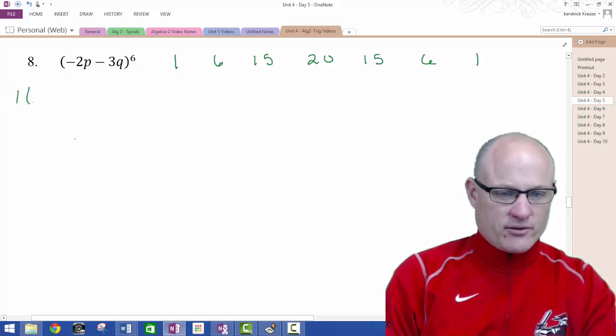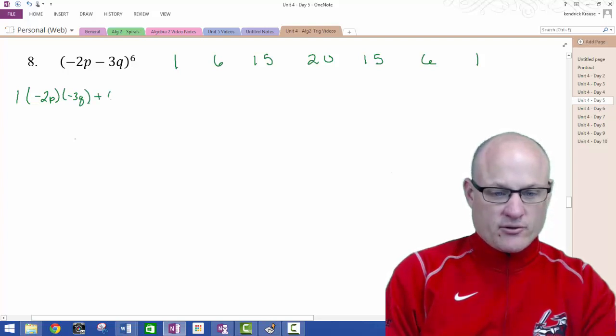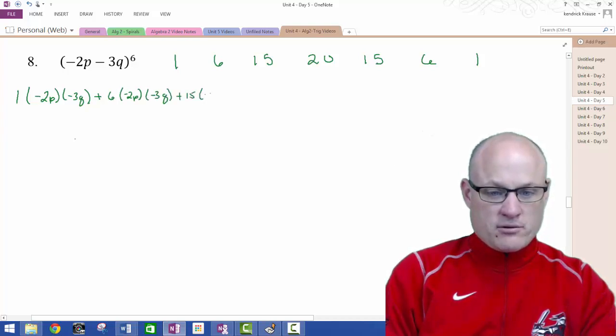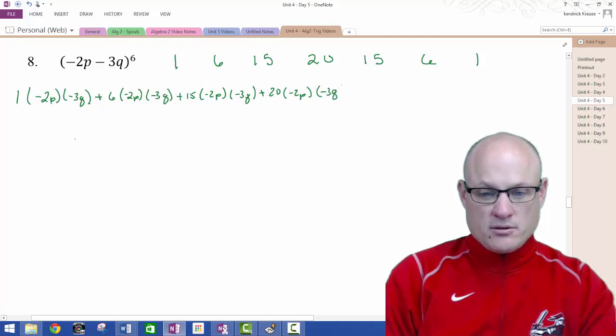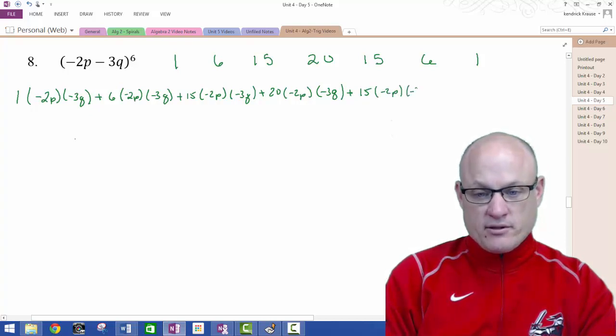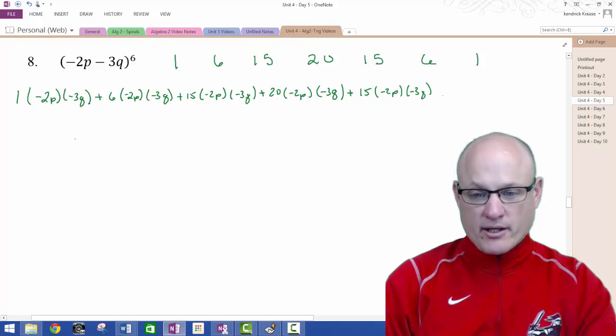It's got two negatives in it, so negative 2p, negative 3q plus, I could also go through it like this, negative 2p, negative 3q, negative 2p, negative 3q, negative 2p, negative 3q, negative 2p, negative 3q.